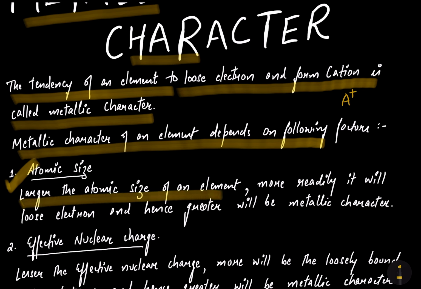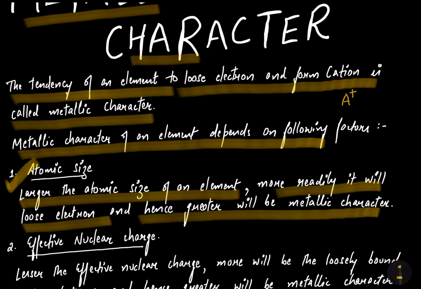Larger the atomic size of an element, more readily it will lose electron and hence greater will be the metallic character. So larger the atomic size, the more readily the element will lose electron, the more readily it will form a positive charge cation. That's why it will have a higher or greater metallic character.